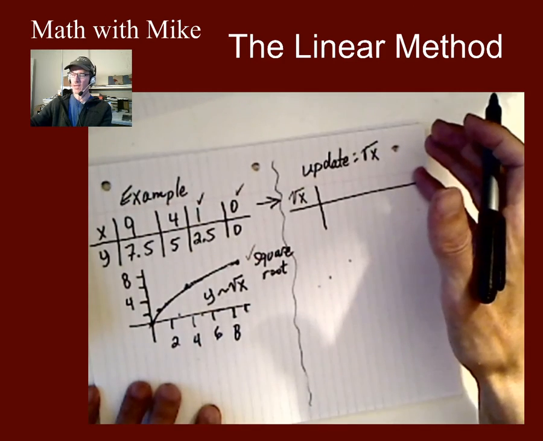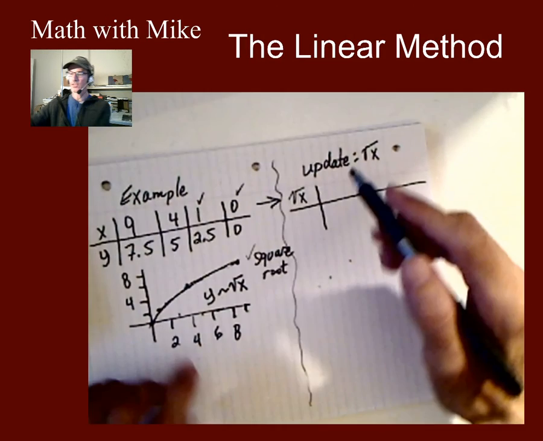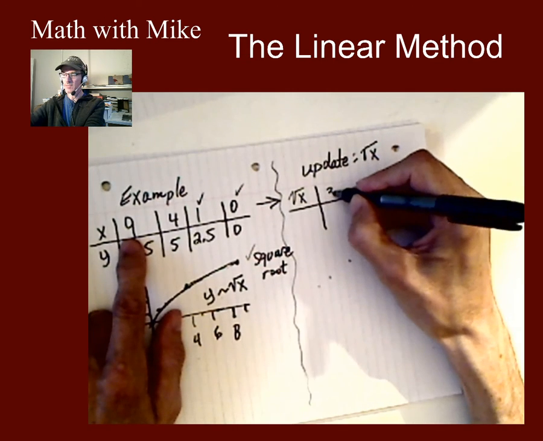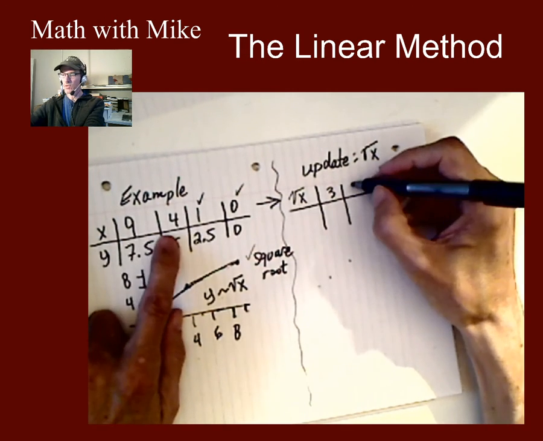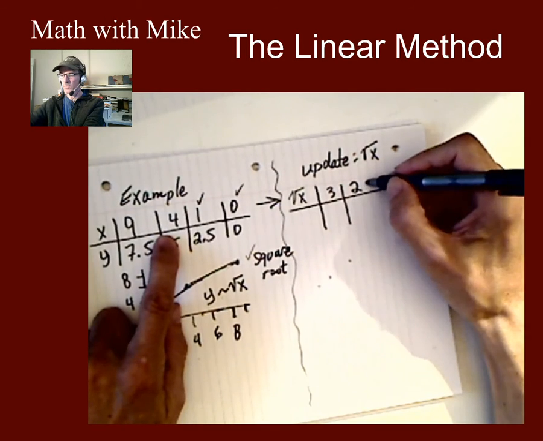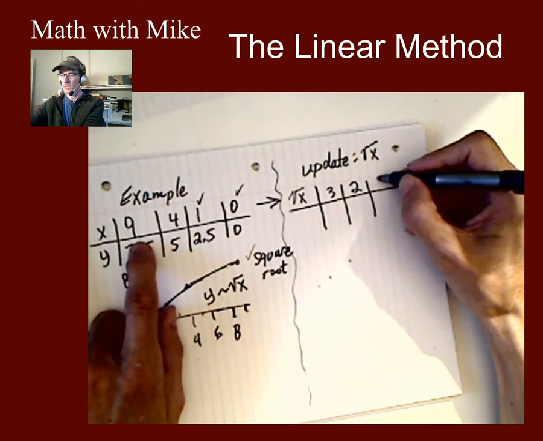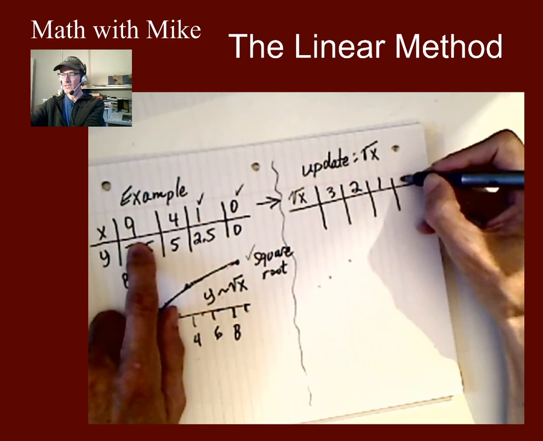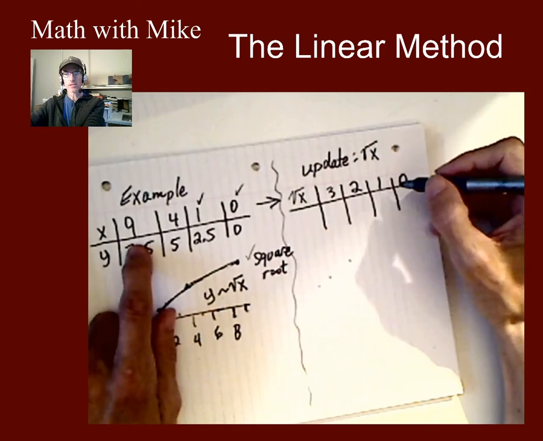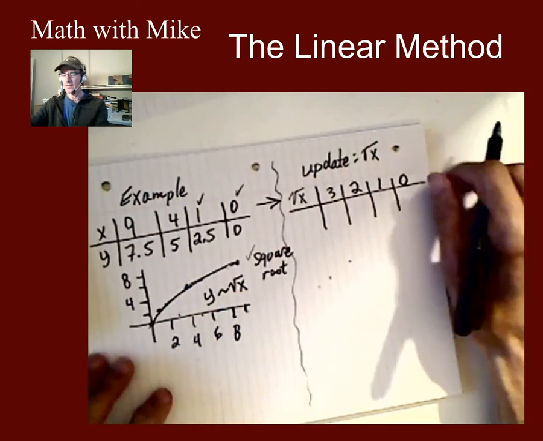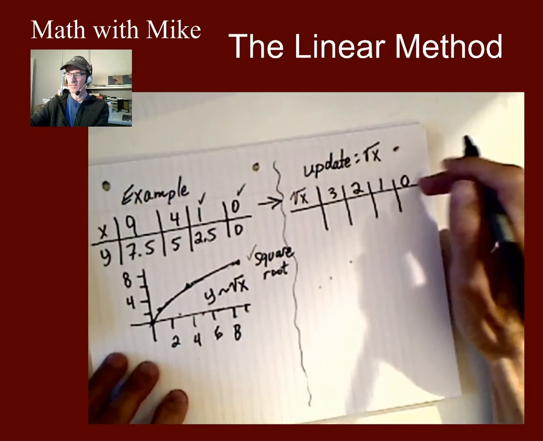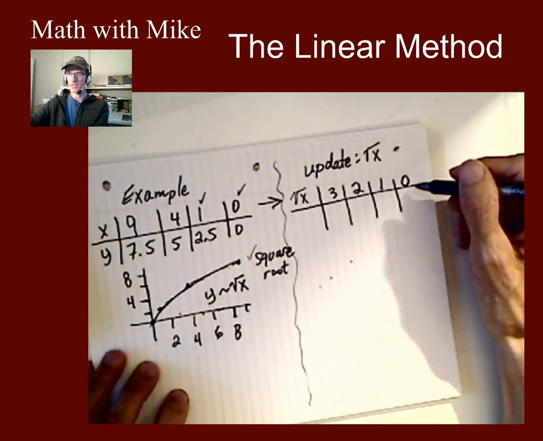Now we're going to create the updated x. So that'll be square root of 9, 3. Square root of 4, 2. Square root of 1, 1. Square root of 0, don't be nervous, it's 0. Square root of negative 1, not today. Different class. It's there, but not here. Alright, so square root of 0 is okay. You just get 0.